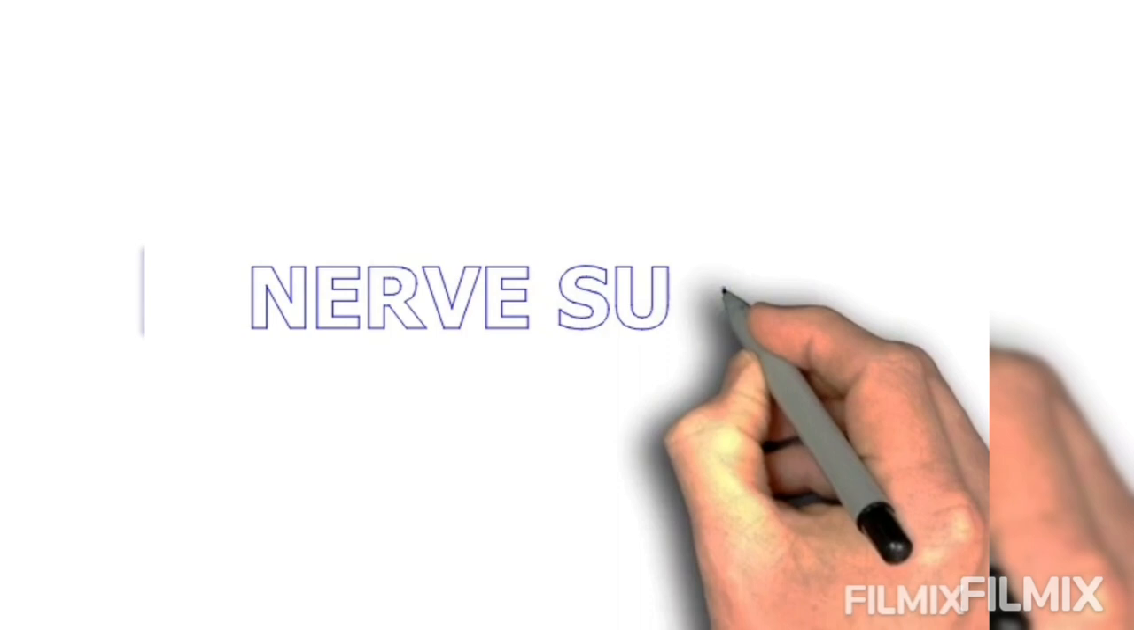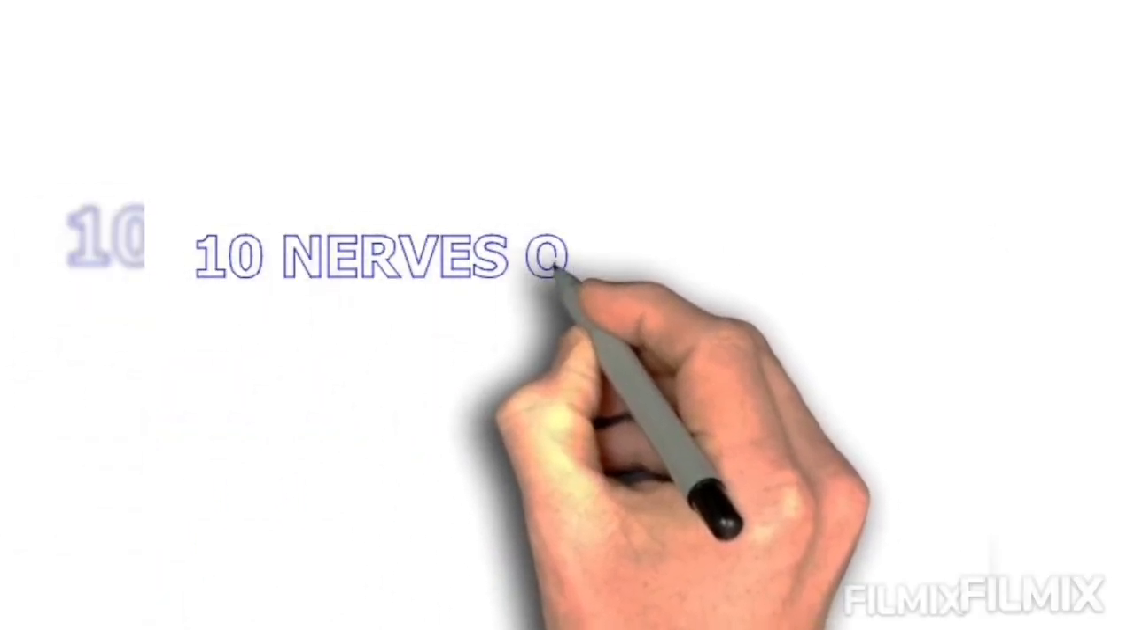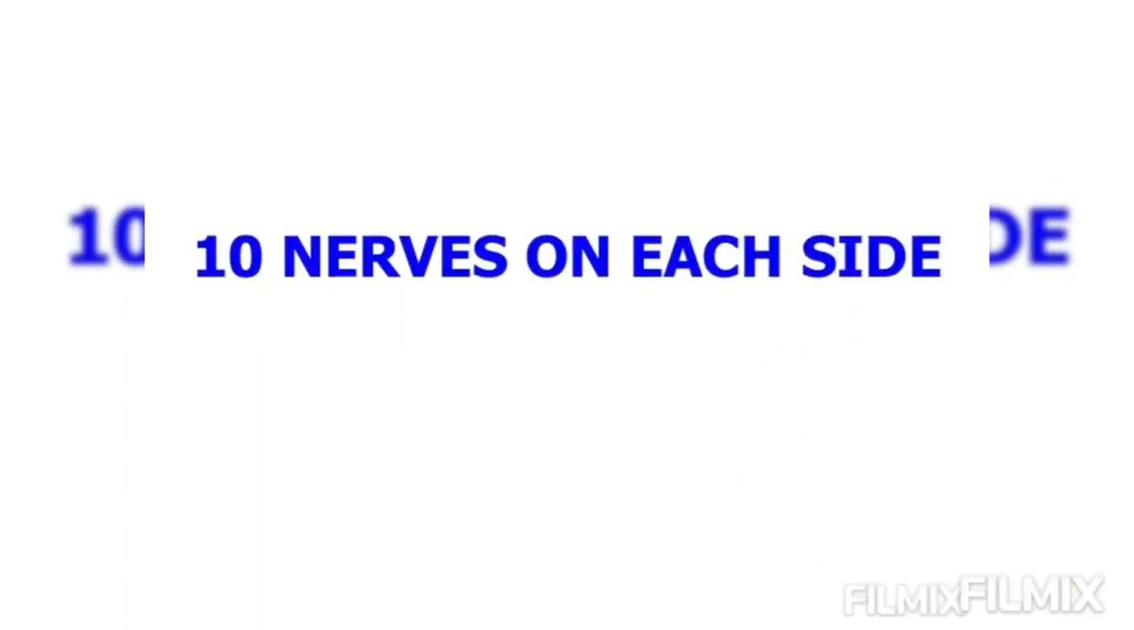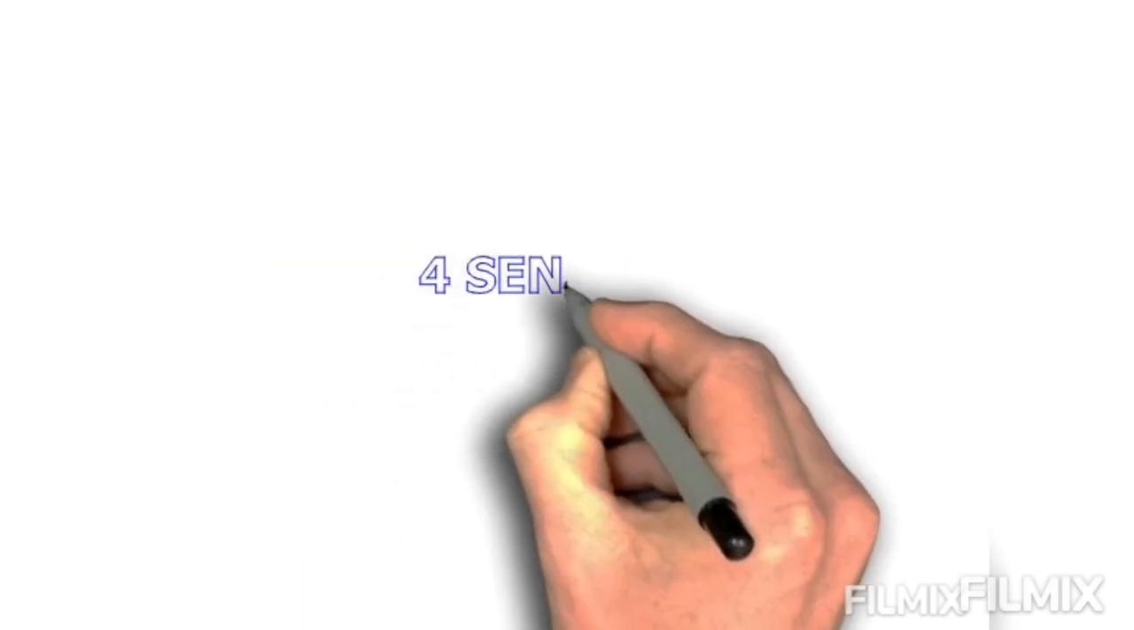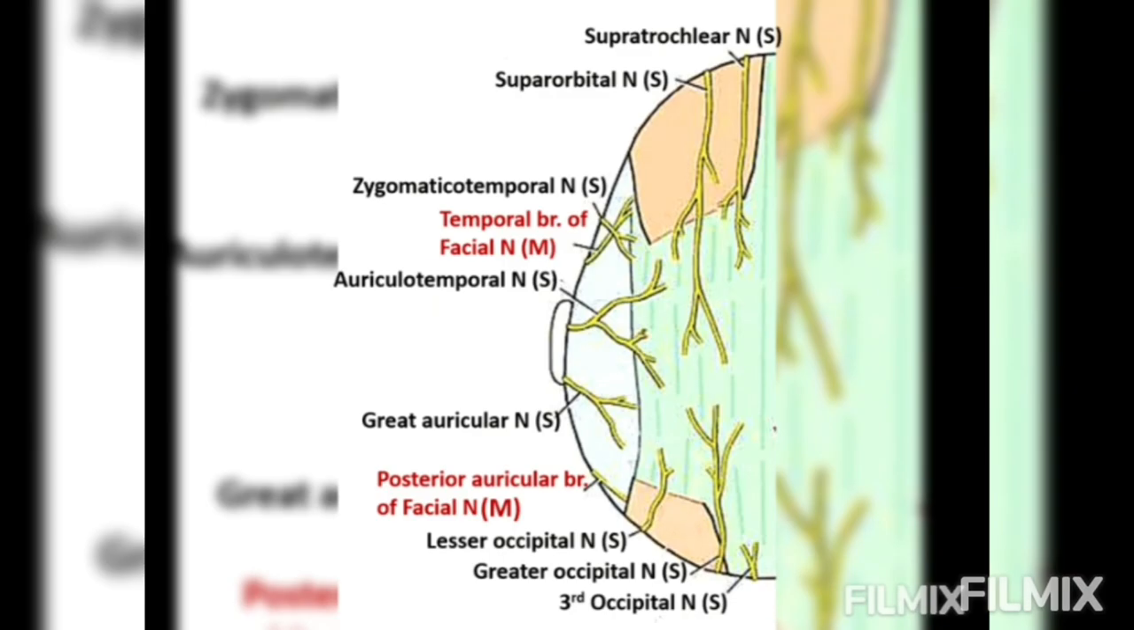Let's see about the nerve supply of the scalp. We have 10 nerves supplying the scalp on each side. 5 in front of the auricle and 5 behind the auricle, in which 4 are sensory nerves and 1 is a motor nerve. Now let's see each of them in detail.